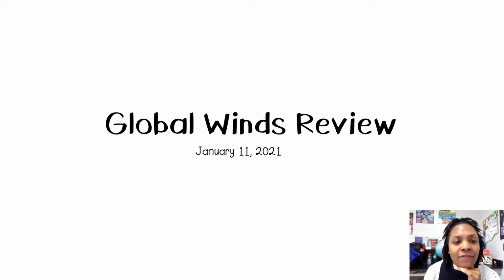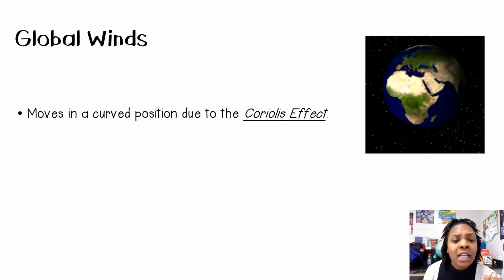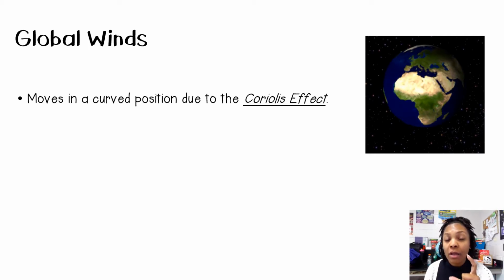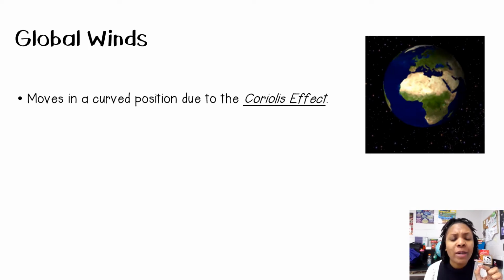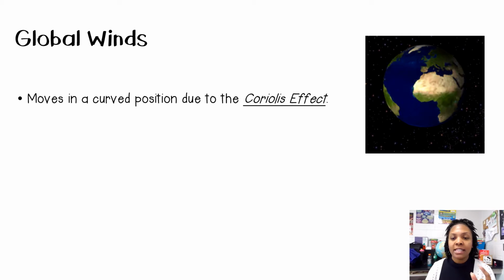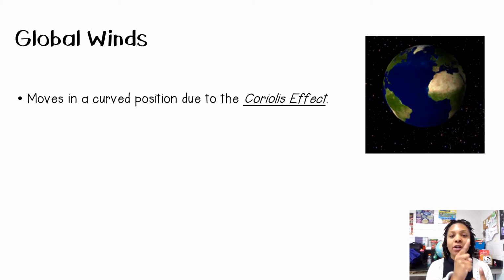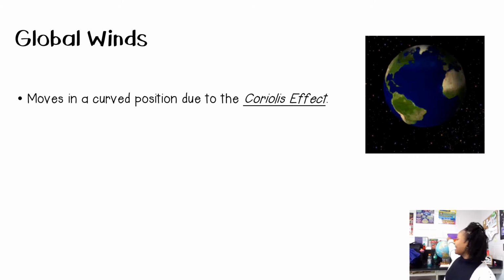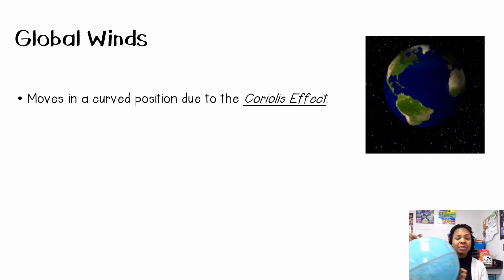All right, so first we are going to talk about what global winds even are. Global winds move in a curved position due to the Coriolis effect. That's super important. And we can see that because in our gif, we see that the Earth is constantly rotating on its axis, which causes those winds to rotate in a curved position.